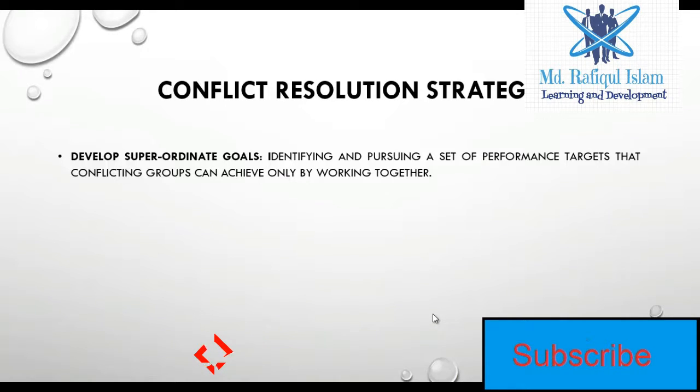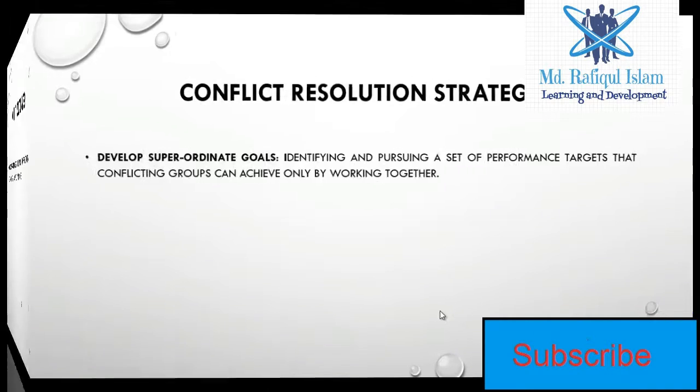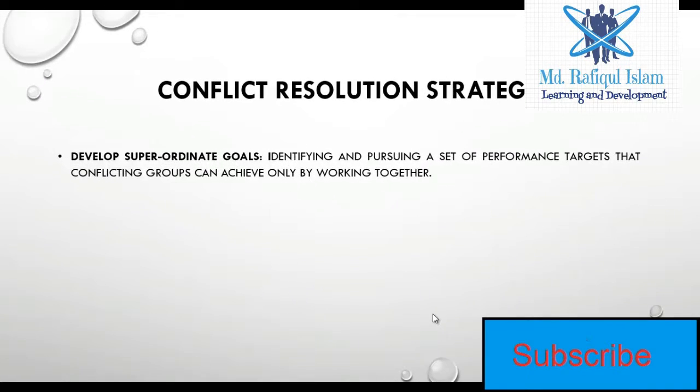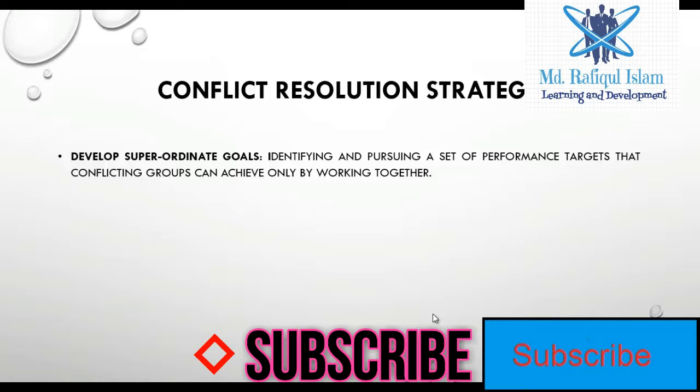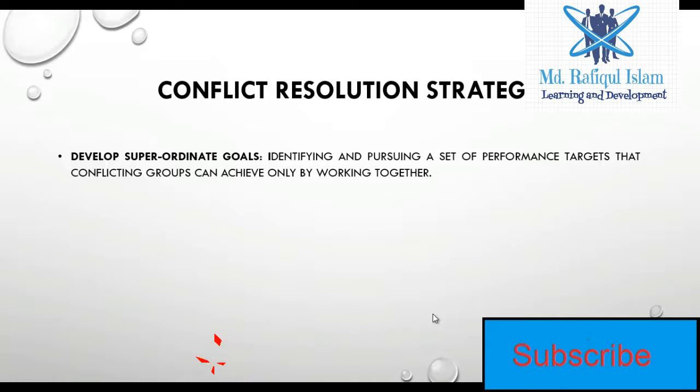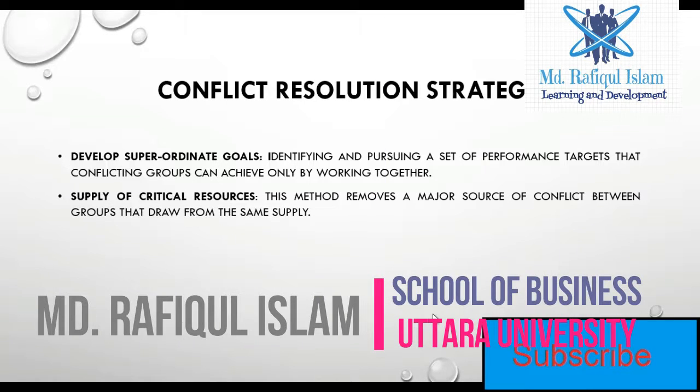Superordinate goals means that, by setting aside the interests related to the conflicting issues, you try to find the common areas between these two parties and focus on those areas. It is identifying and pursuing a set of performance targets that conflicting groups can achieve only by working together. So focus them that if both of you work together, it will benefit all of you. By focusing on this superordinate goal, you can solve the problem.